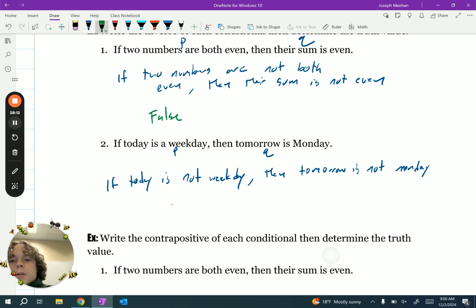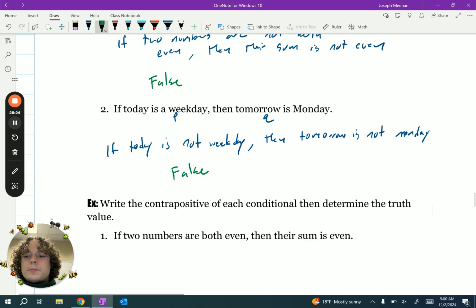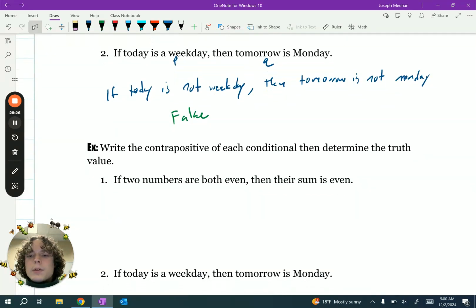Well, that's false, right? So our statement itself is false. So that's a good example to say that if the statement is false one time, then it's always false, right? If you can find one counterexample, then the conditional is always going to be false. All right, let's look at this next one.